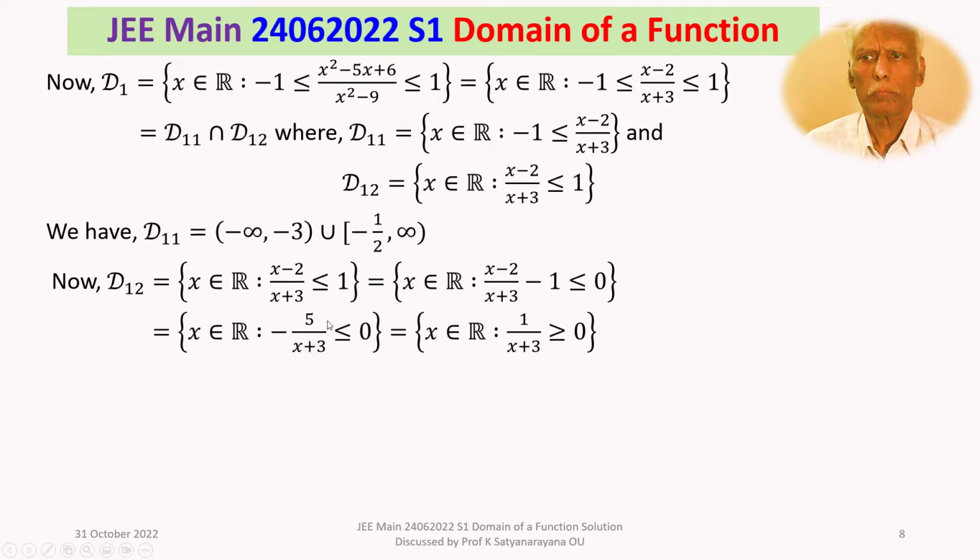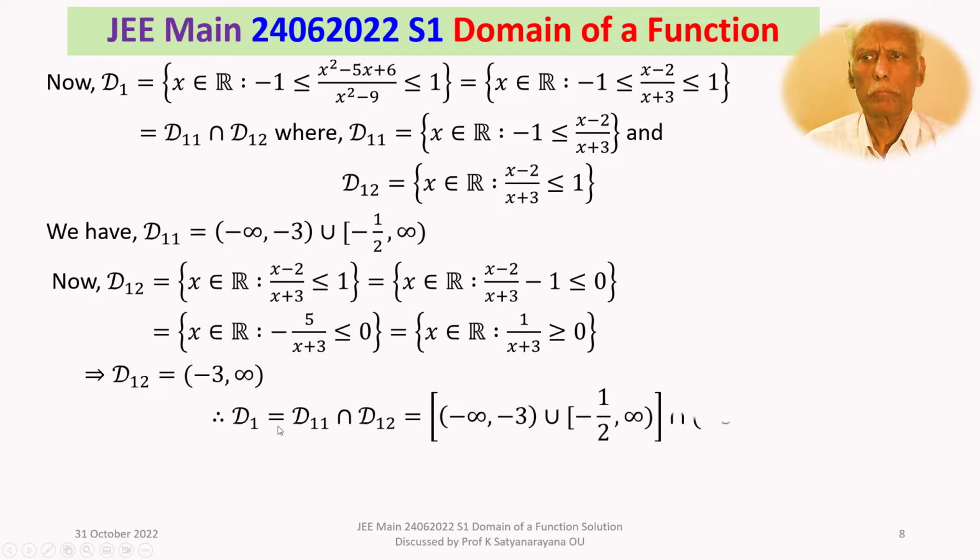Now we cancel off minus 5, then the inequality is reversed, and that will be 1/(x + 3) ≥ 0. So x cannot be minus 3 because it is sitting in the denominator. Therefore, it will be minus 3 to infinity, the open interval. That is D12.